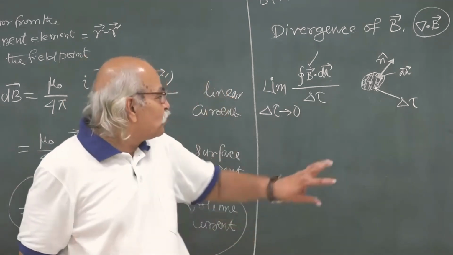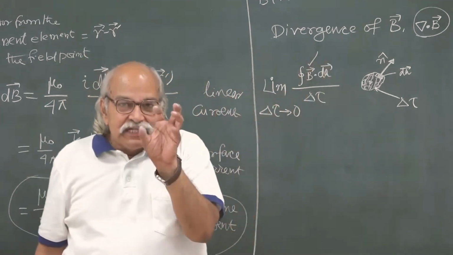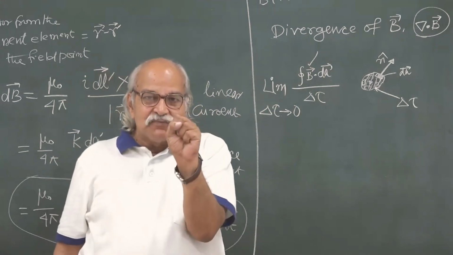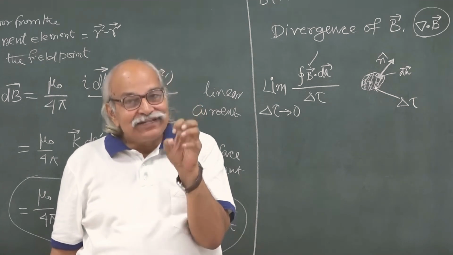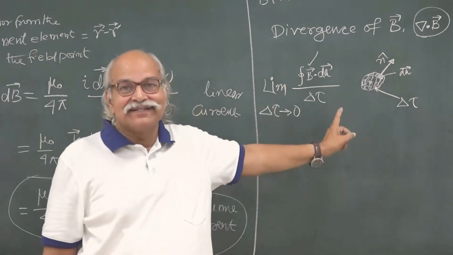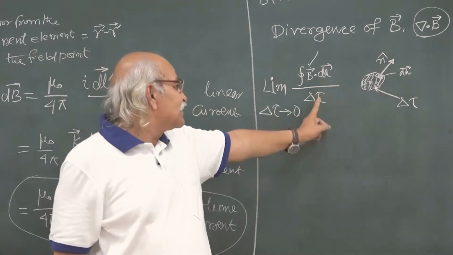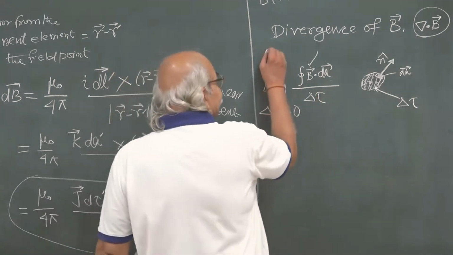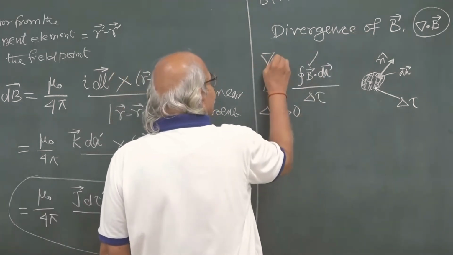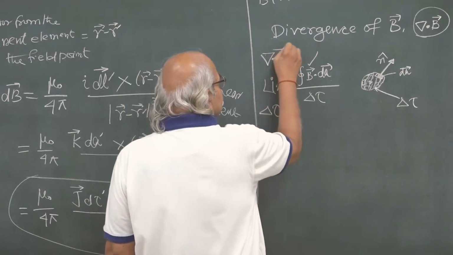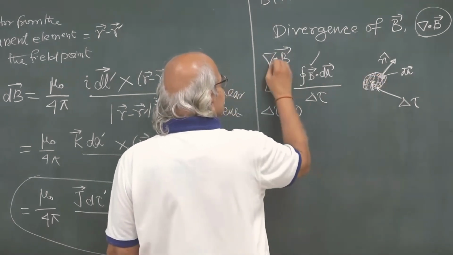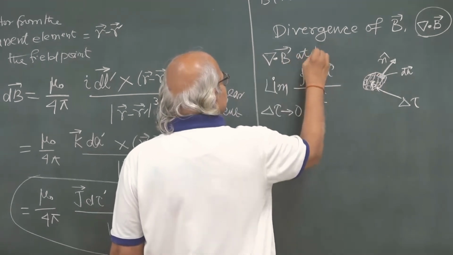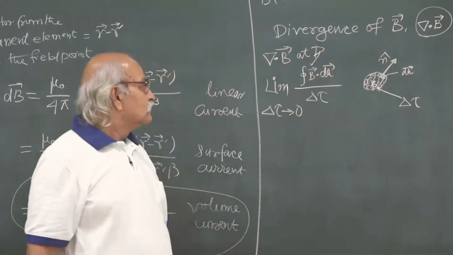So, that means this operation is to be done on a very small volume. You take the limit as this delta tau tends to 0, and this quantity is known as the divergence of B at P. If you name this point as P, then this is the divergence of B at P.